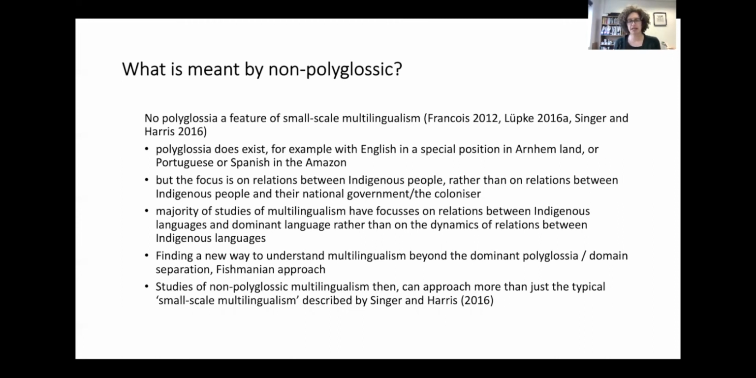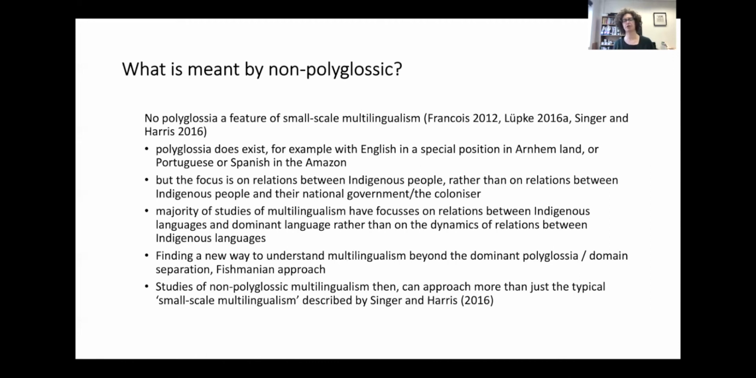Obviously, polyglossia does exist. For example, English has a special position in Arnhem Land, or in the Amazon, Portuguese or Spanish. But in terms of the focus of research on small-scale multilingualism, the focus is on relations between Indigenous people, rather than on their relations with regional government, national government, or colonisers. Most studies of multilingualism have focused on relations between Indigenous languages on the one hand and the dominant language, rather than on the dynamics of relations between Indigenous languages.